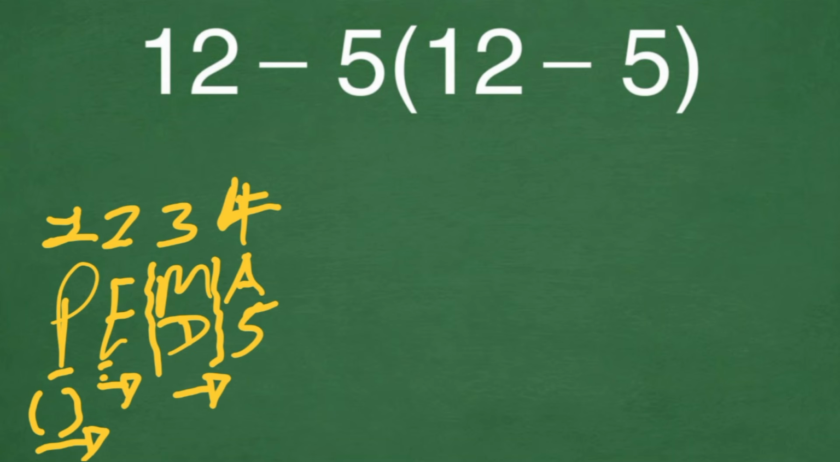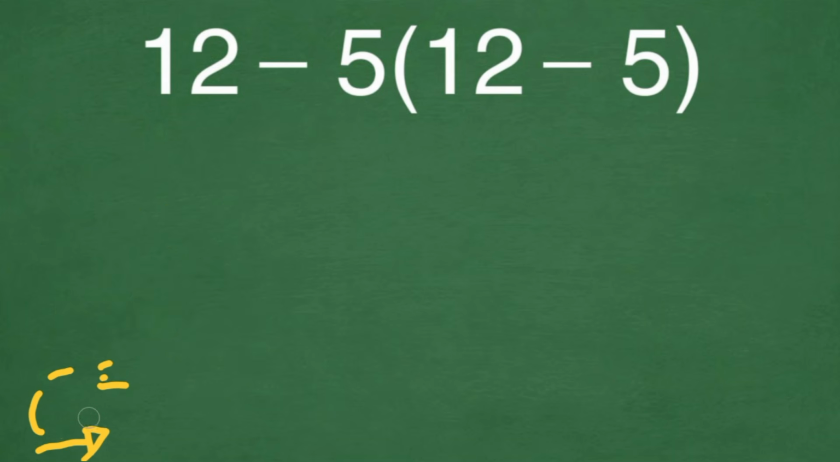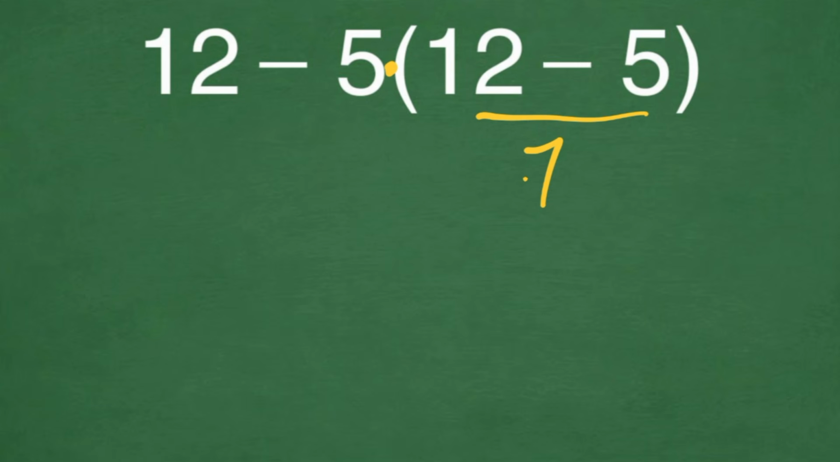So let's go back to our original problem with this in mind. So we have parentheses and subtraction, but most people wouldn't recognize there is a multiplication here. So if a number is placed next to a parenthesis, that means multiplication, in case you don't know. So 12 minus 5 gives us 7. And the problem becomes 12 minus 5 times 7.